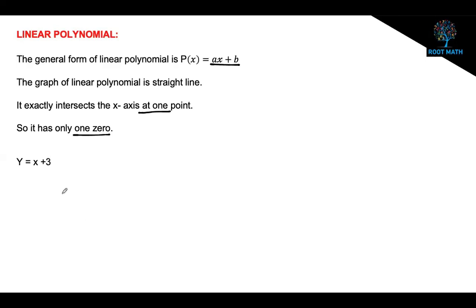We'll take one linear polynomial, y is equal to x plus 3. To find the zero, let's consider the value of the polynomial equal to 0. So x plus 3 equal to 0. When x plus 3 is equal to 0, x is equal to negative 3. This negative 3 is the zero of this polynomial. When I replace x by negative 3, you can see negative 3 plus 3 equals 0. So x is equal to negative 3 is the zero of this polynomial.